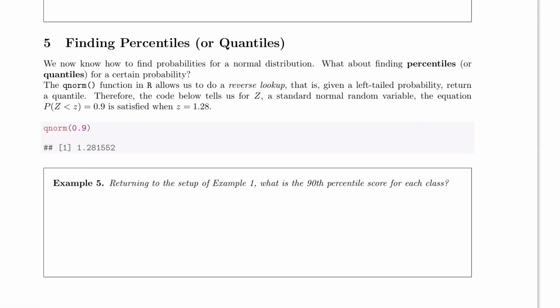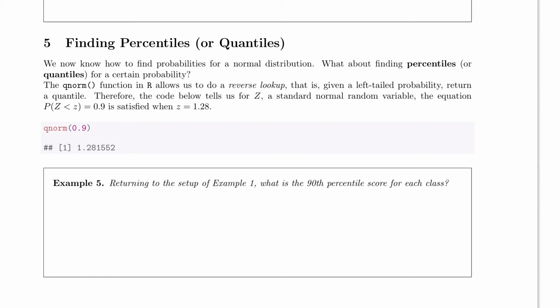Now, what if we wanted to go the other way? So we know how to find probabilities now when given a specific value along the normal distributions, but what if we wanted to go and ask, well, what value would have corresponded to the 90th percentile of the class? How would we actually do that? In R, we have a very similar function to Pnorm. In fact, it is called Qnorm, where Q stands for quantile. And all we have to do here is pop in a value between 0 to 1, and we're going to get the actual percentile or quantile corresponding to a standard normal distribution.